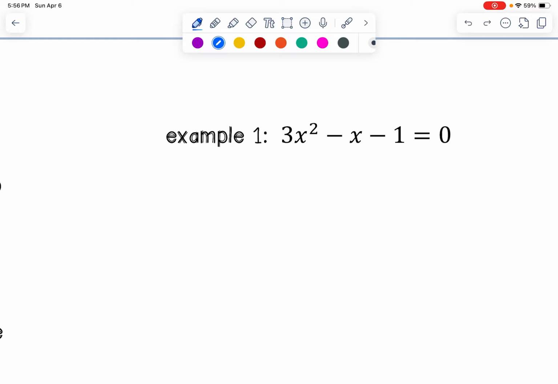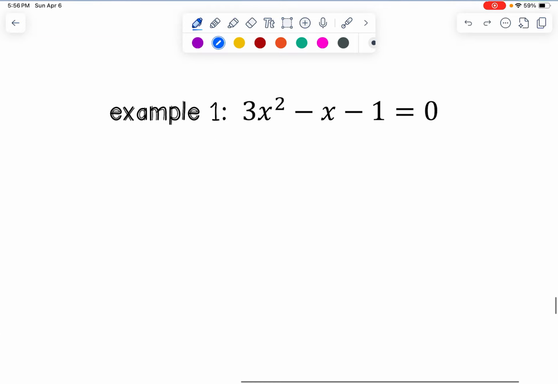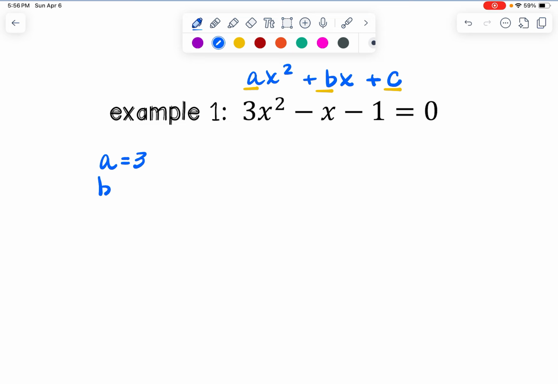So this guy is good to go. Now, once you have it set equal to 0, and you know it's in standard form, right, ax squared plus bx plus c, the first thing you really want to do is be able to identify correctly your a, b, and c values in your equation. So hopefully we can all see that the a value is 3. The b value is -1, right? Because there's an understood 1 right here. And then the c value is also -1.